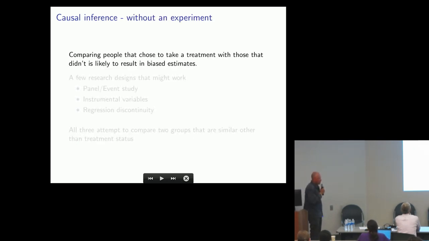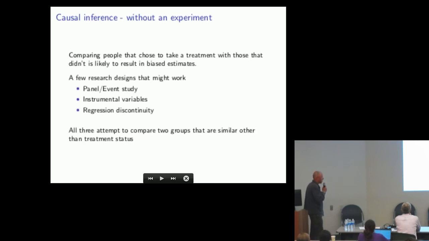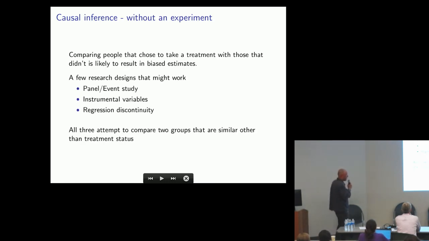So what do we do? The social scientists, economists, and statisticians have worked out some approaches that in some contexts actually will get us estimates we think probably have a causal interpretation even without running an experiment. The three research designs that have received a fair amount of attention in the last 30 years and some substantial developments are the panel or event study.